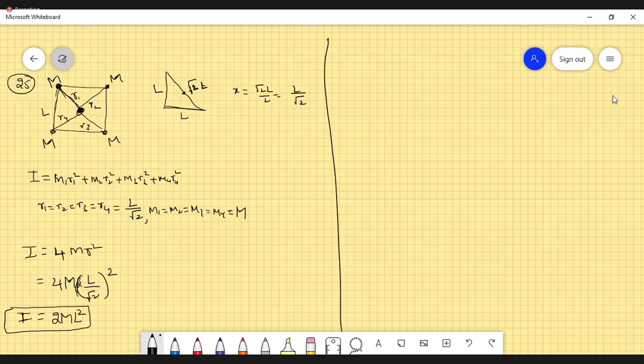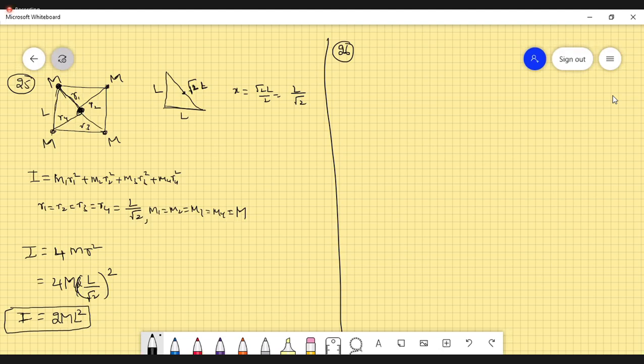Next. Four particles each of mass m are placed at the corners of a square of side length L. Find the radius of gyration of the system about an axis perpendicular to the plane of the square and passing through its center. Same as the previous problem only. They are asking the radius of gyration part. Instead of capital M and capital L, they have given small m and small l, and you have to calculate the radius of gyration.